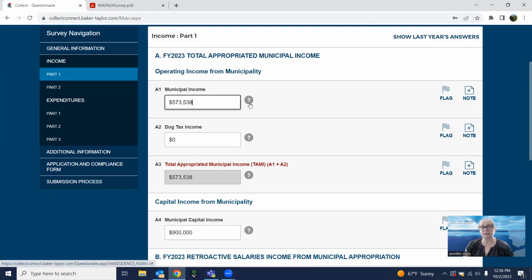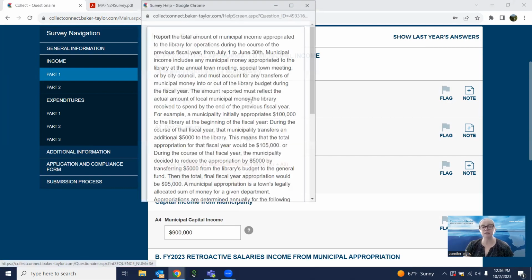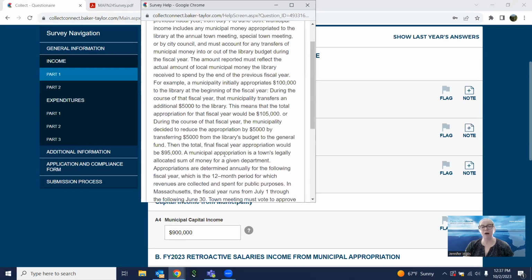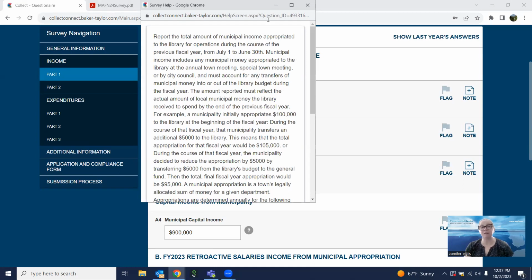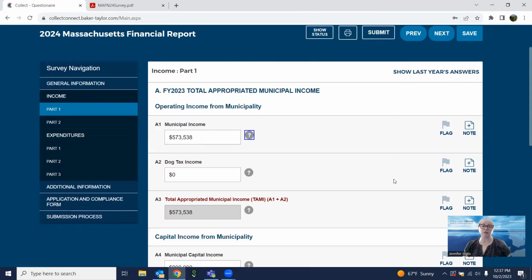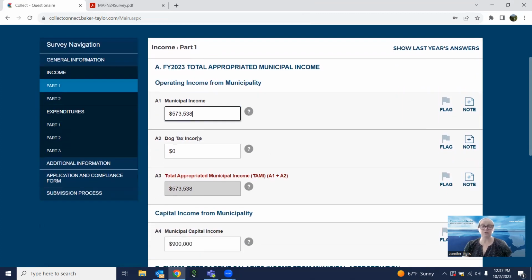Next to this box is a question mark. And if you hit on this, you'll notice this box pops up. And this box is giving you the same information that appears here in the instruction sheet. So if you're looking for a definition or clarification, you should click on this button here and it can help you. But if you just want to print out the whole thing and have that handy, you can do that too. So your operating income from your municipality, your municipal income goes here.